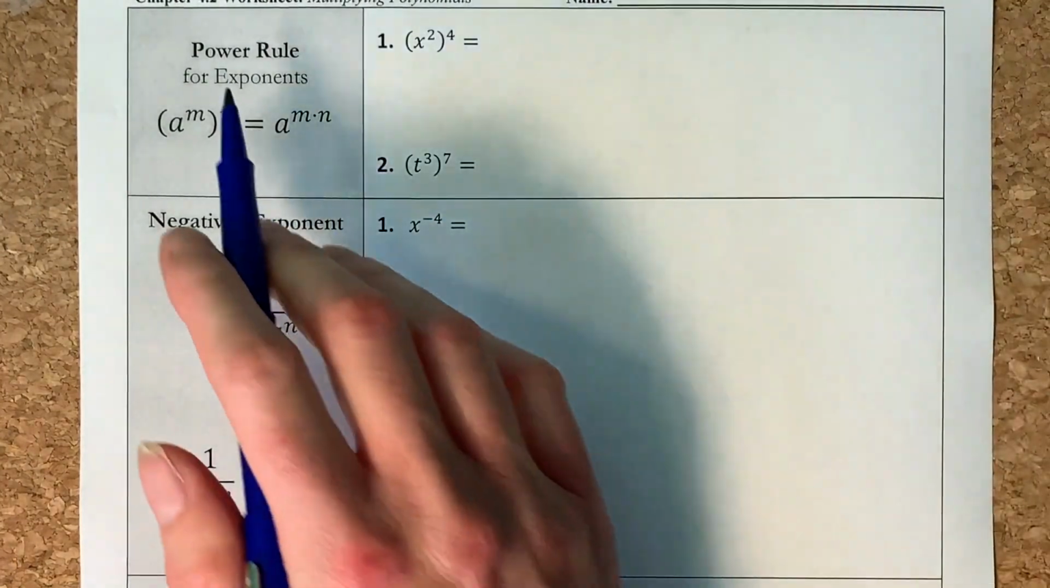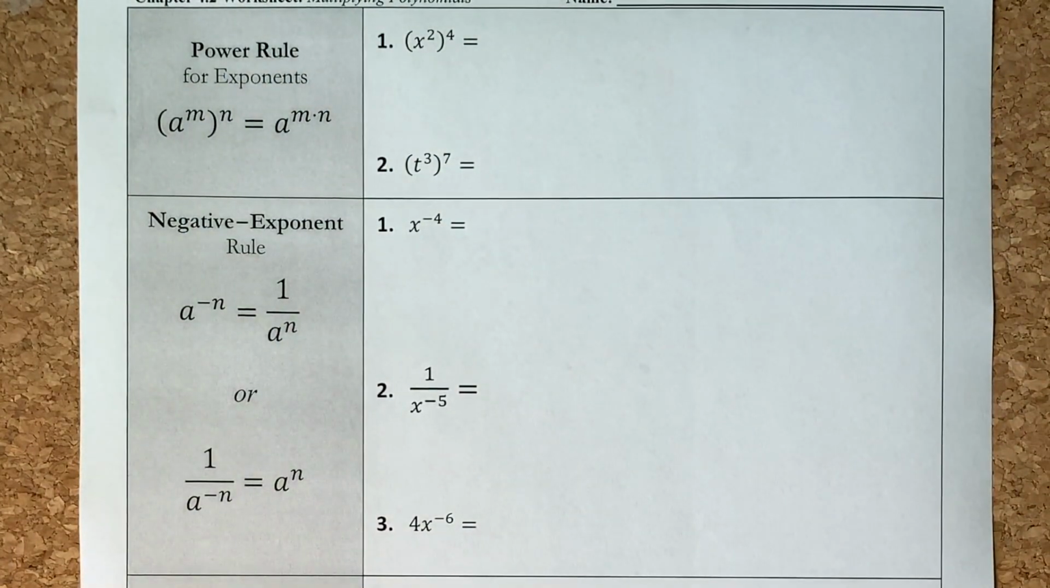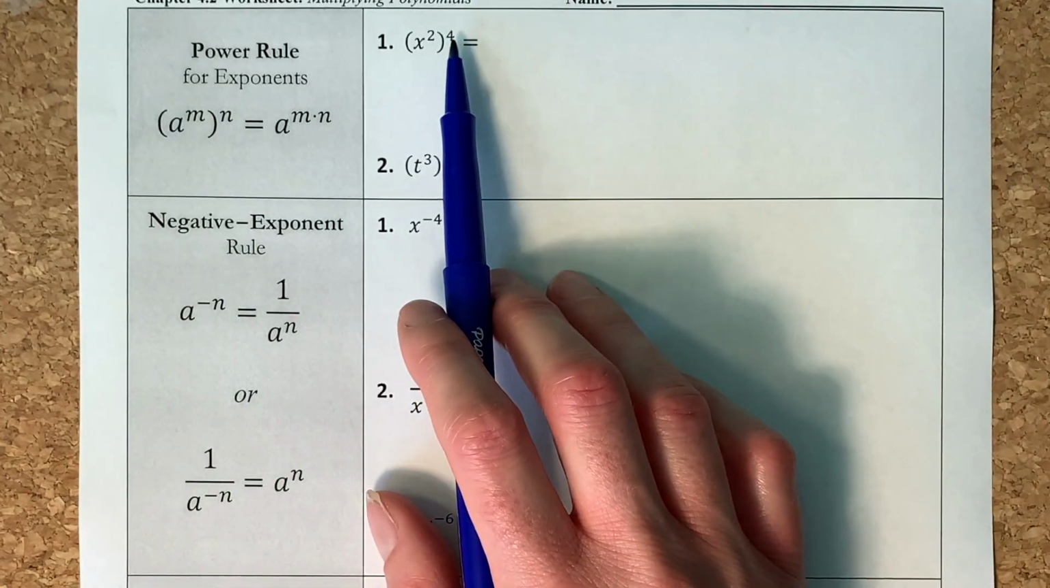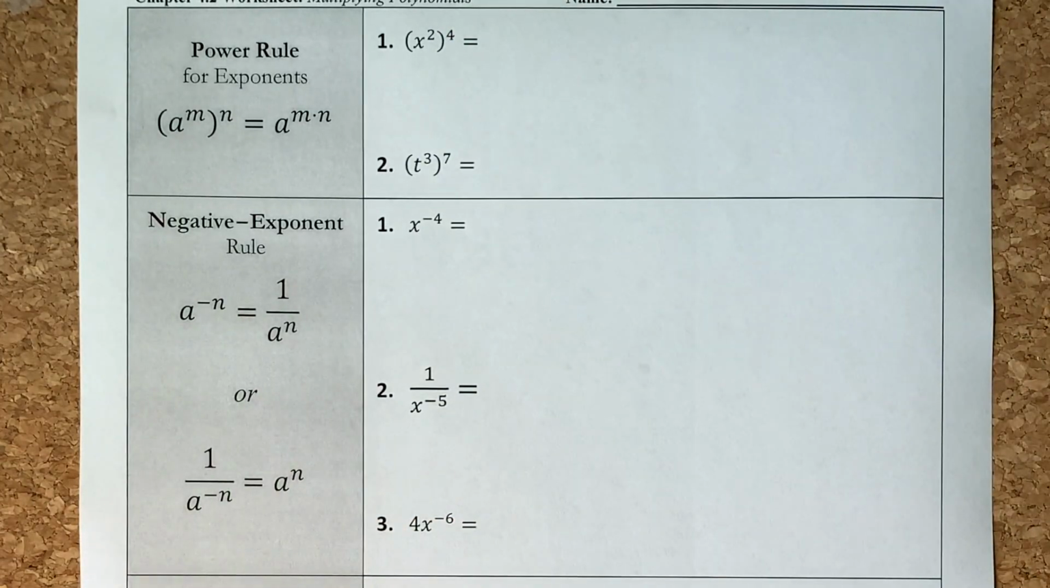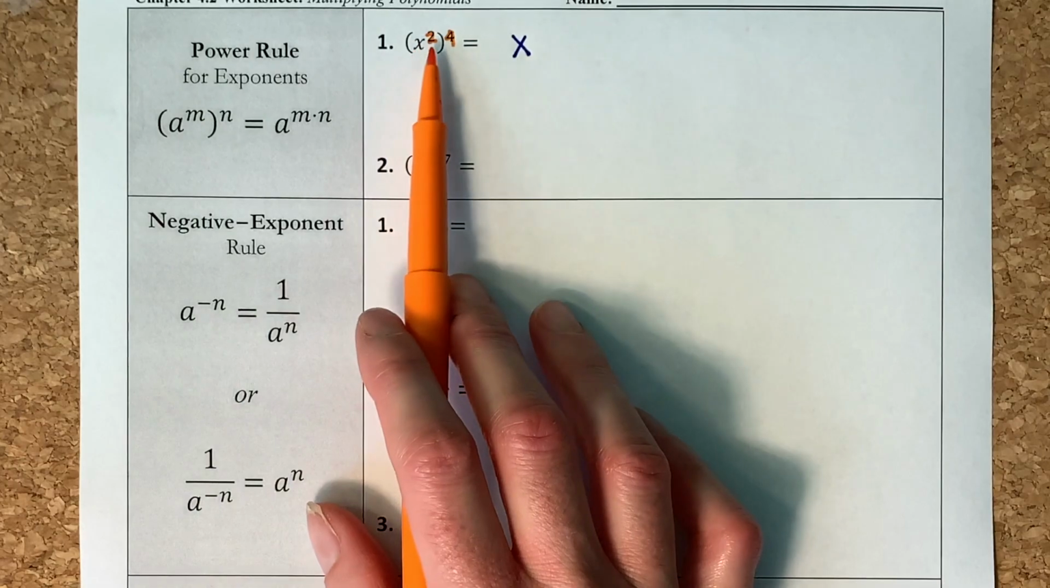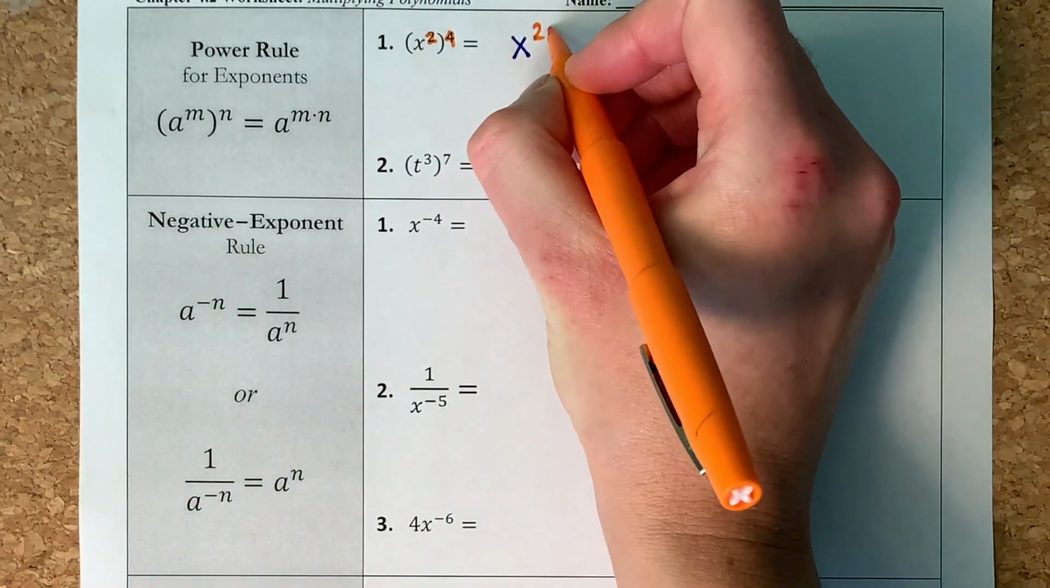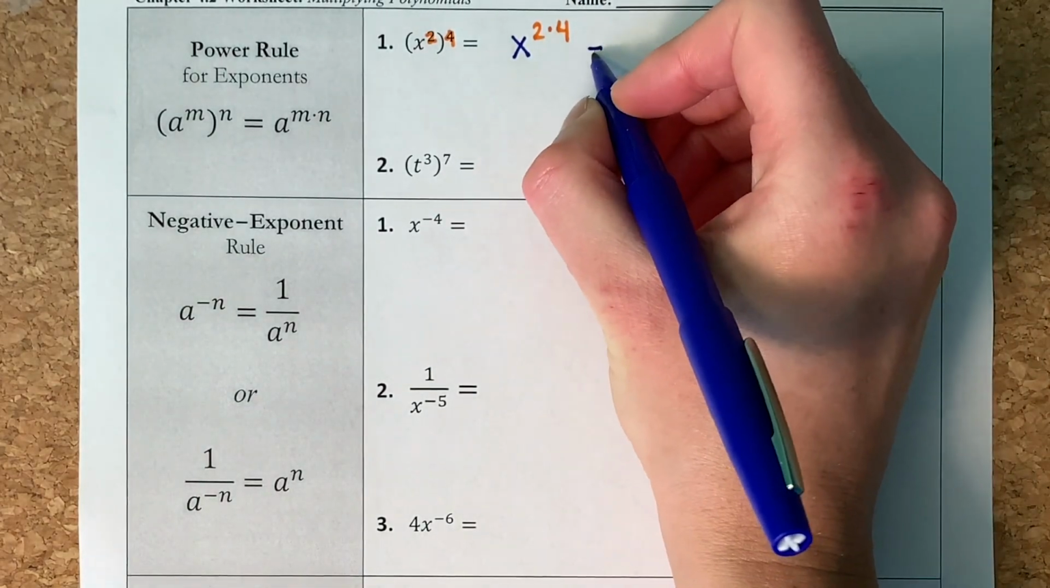Next, we're going to discuss the power rule. The power rule says that when you have an exponent raised to an exponent, to simplify it, you just keep your base, which is x in this case, and then our new exponent is the product of these two exponents. So we're going to take 2 times 4. And that will leave us with x to the 8th.